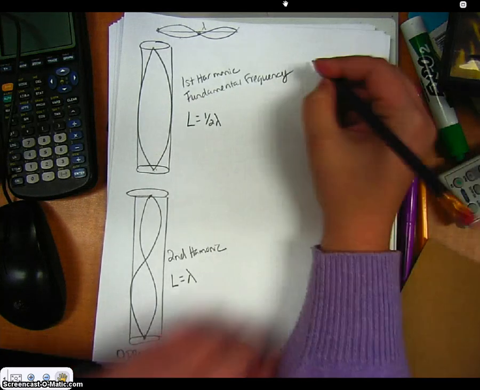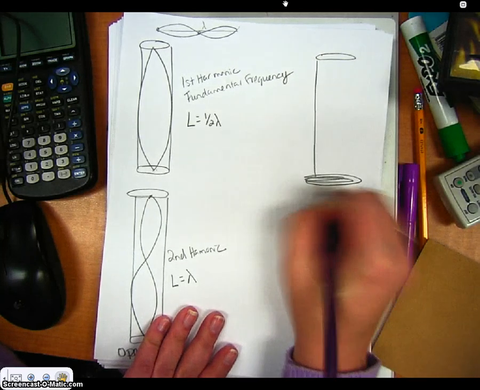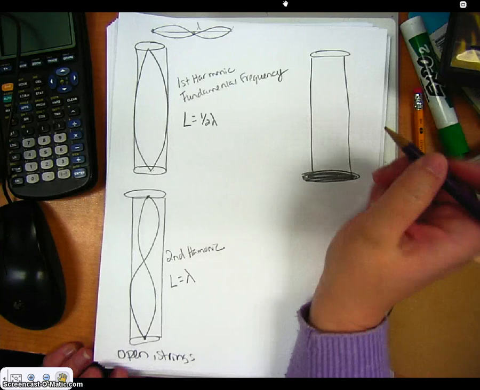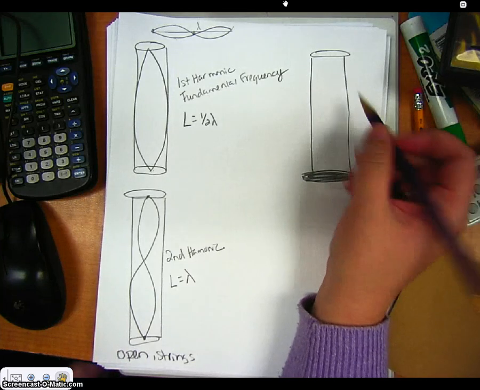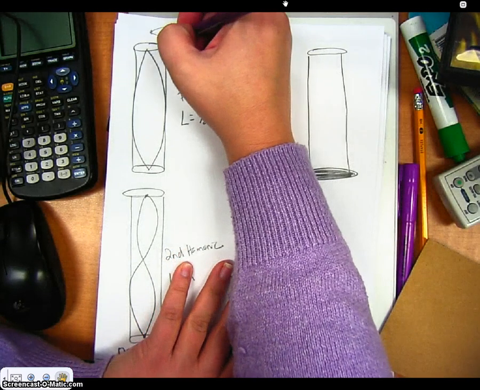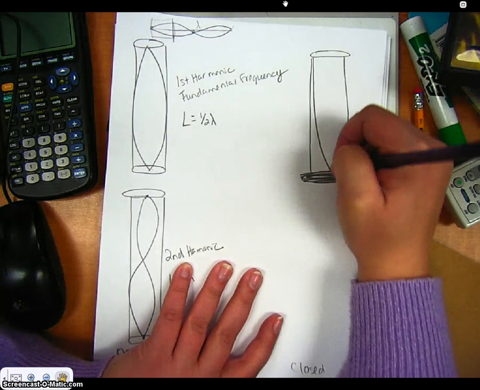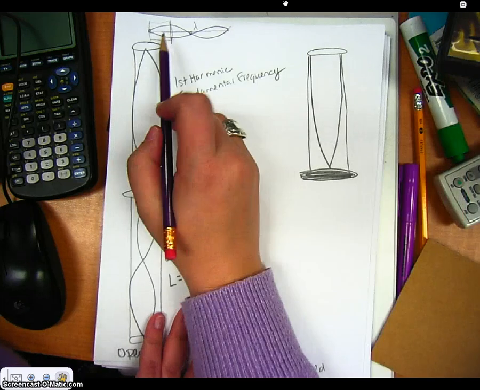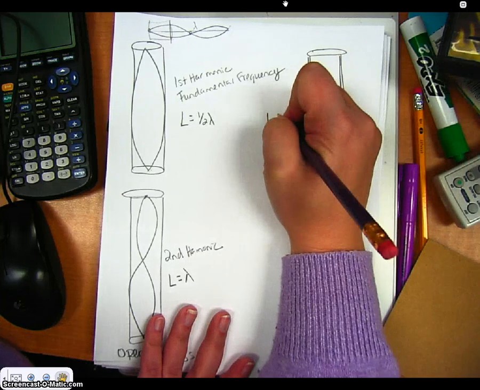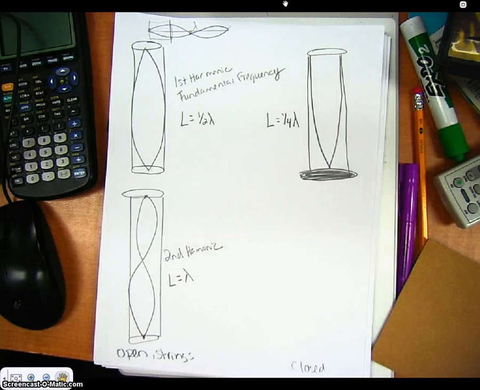So for a closed air column, if we start with the first harmonic, it is going to be closed down here. So in this case, we end up with a node at one end and an antinode at the other. So we have sort of this part of the wave trapped in the air column. So it'll be like this. And if we look here, 1, 2, 3, 4, that would be 1/4 of the wavelength. So here, the first fundamental frequency would be 1/4 of the wavelength.